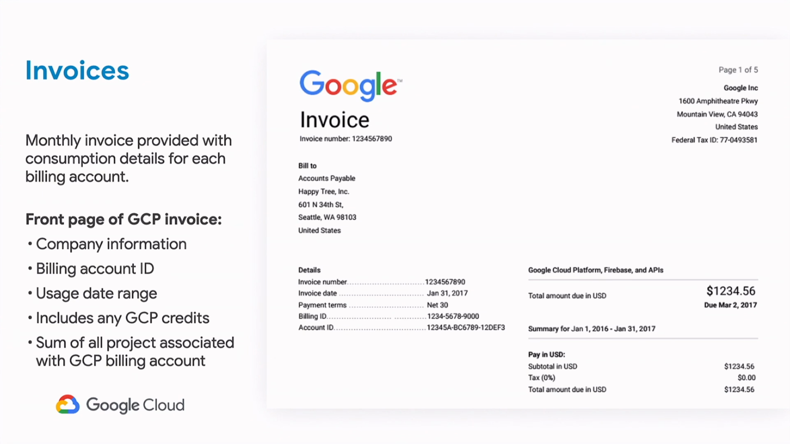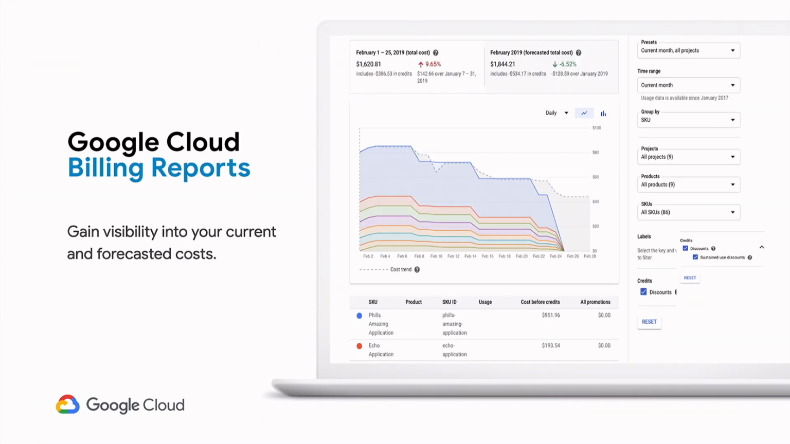But you don't need to wait until the end of the month to understand your cost. You can always go to Cloud Console to check out the billing reports to gain visibility of your up-to-date spending, analyze the trends, and also forecast your end-of-month spending. You can also filter your costs by time frame, projects, products, or customized labels to give you a more fine-grained view of how you're spending.